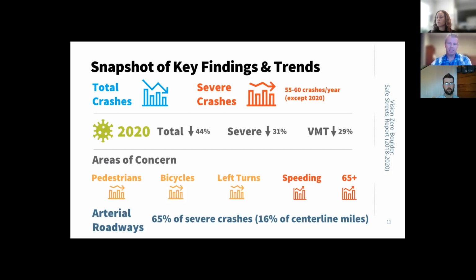And at the bottom, you can see that what we found was really nearly 2/3 of our severe crashes occur on our arterial roadways, although those roadways make up just 16% of our centerline miles within the city.